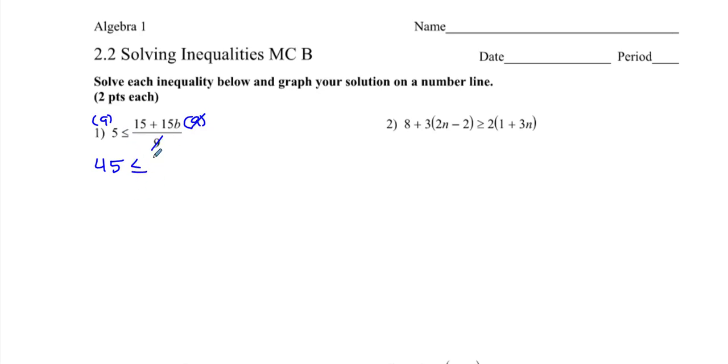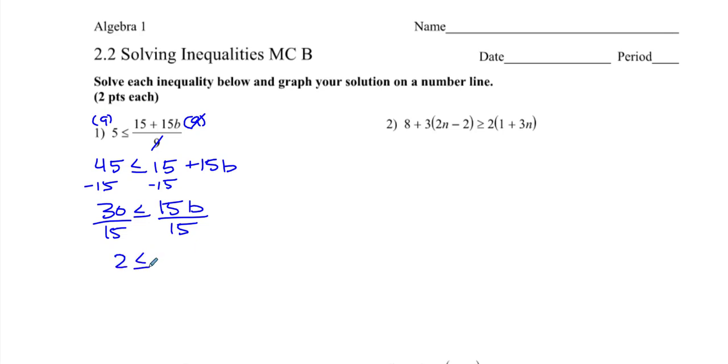I got my inequality sign, then I got 15 plus 15b. Okay, I have a variable, it's already on the right, so no need to move it. Let's move this 15 out of there. We do that by subtracting 15. 45 minus 15 is 30. Our sign stays the same because we did not divide or multiply by a negative number, and we got 15b. Now we're going to divide both sides by 15, and 30 divided by 15 is 2. Okay, and then we have our b on the right.